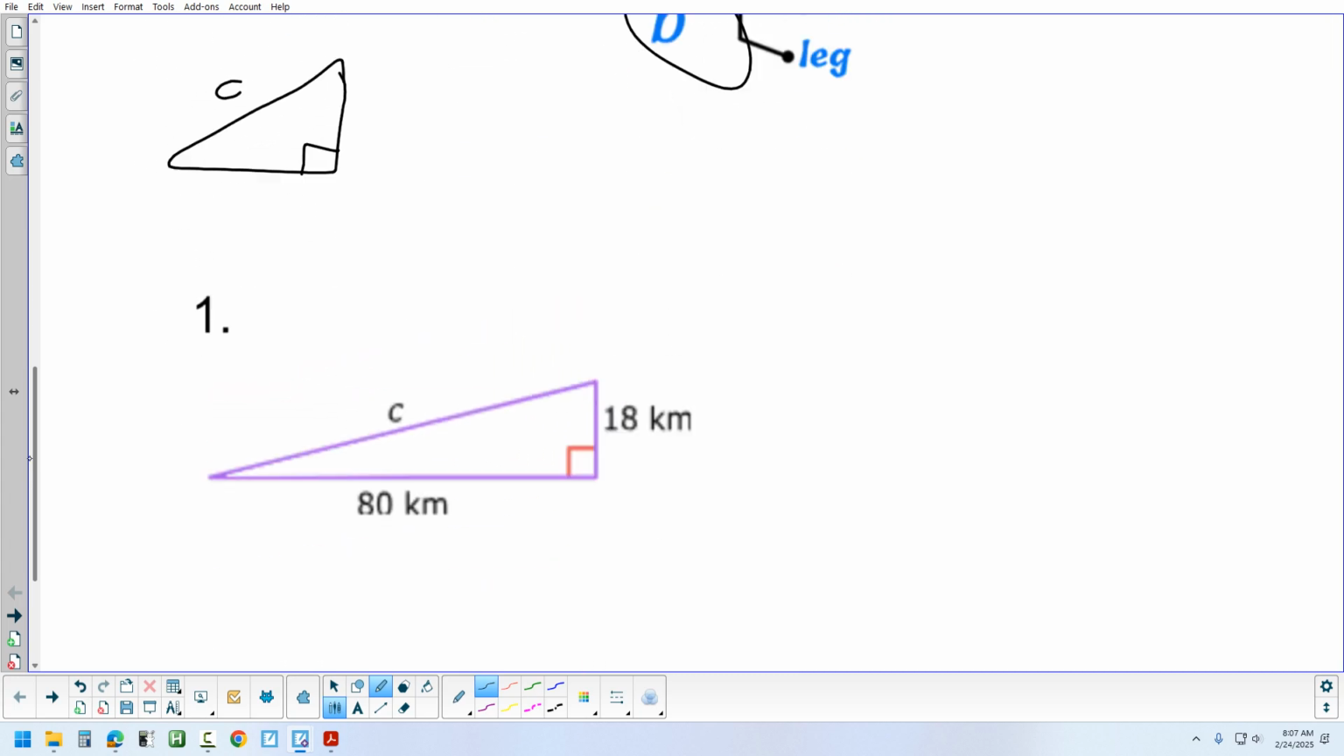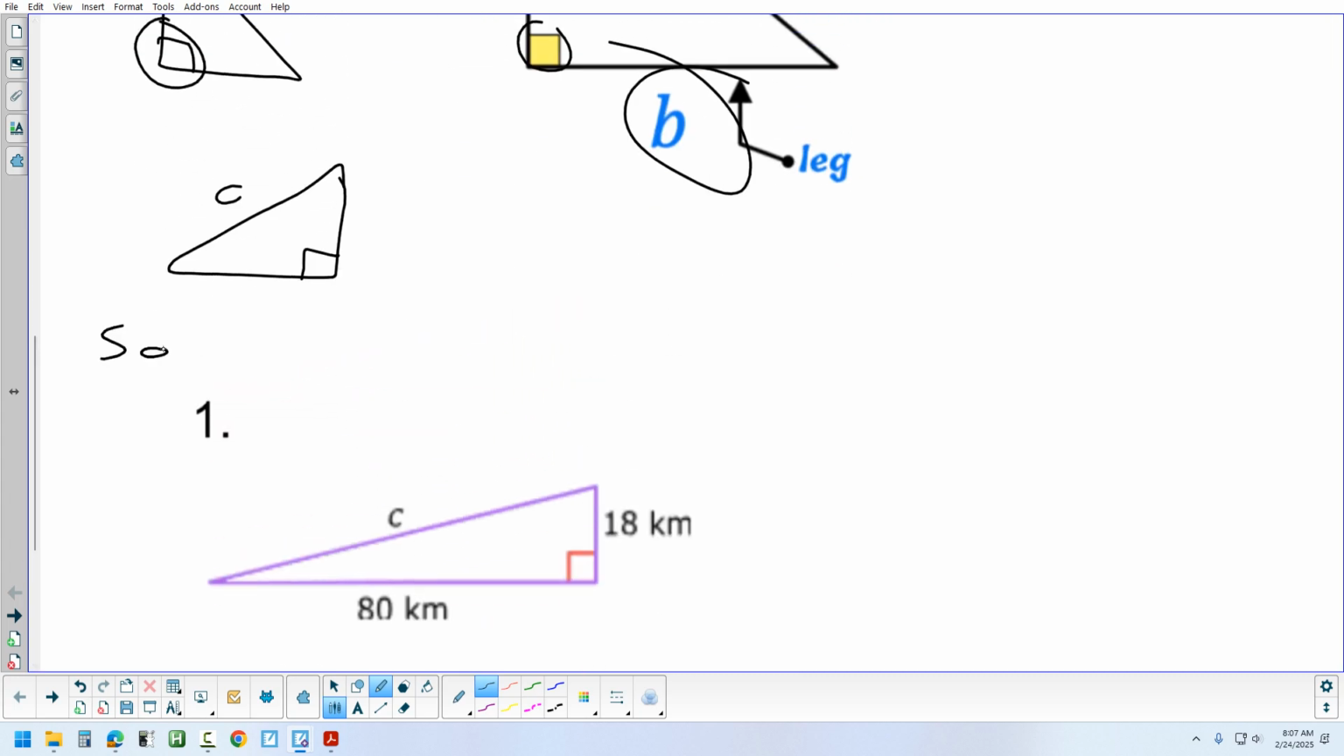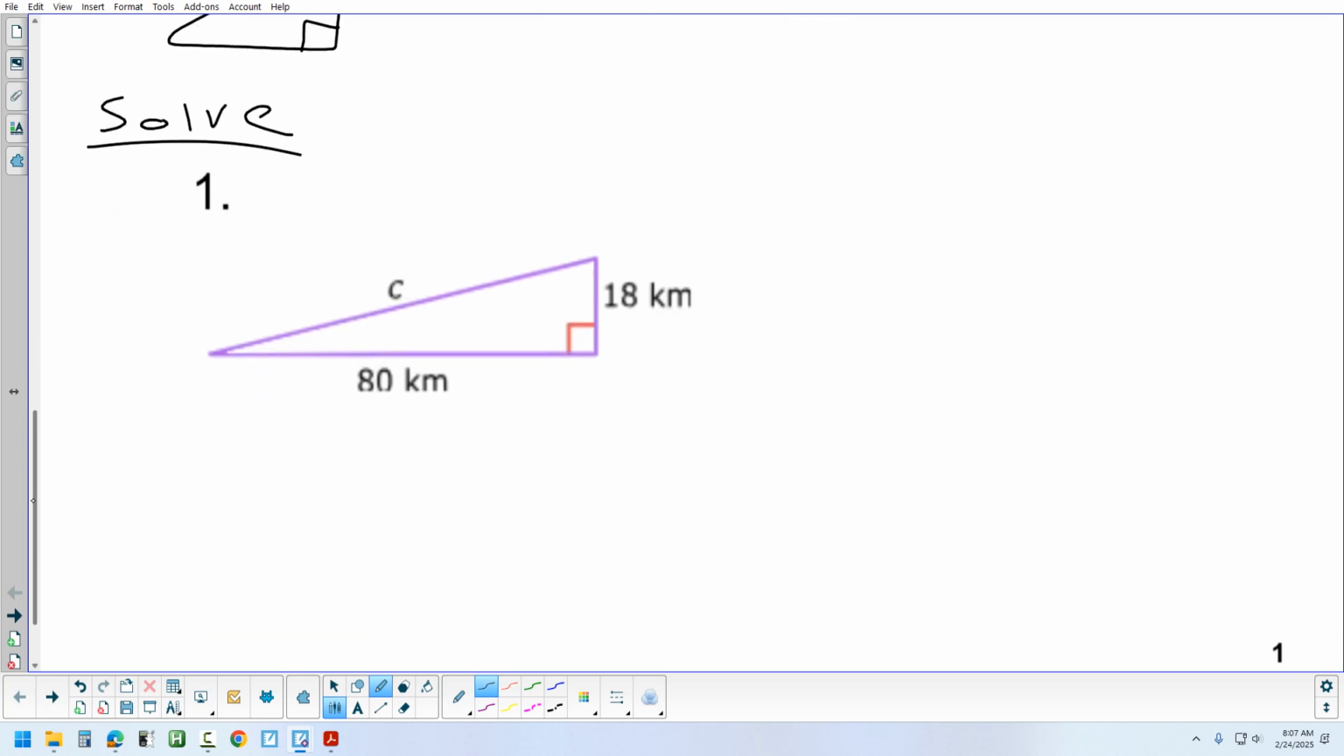All right, let's try an example. The directions are missing, but usually when you have a triangle and it gives you two of the sides and it wants you to find the third one, the directions will say solve. Let's see if we can solve that one. The first thing we want to do is label anything that doesn't have a label. I see that the top side is labeled C, so that's good.